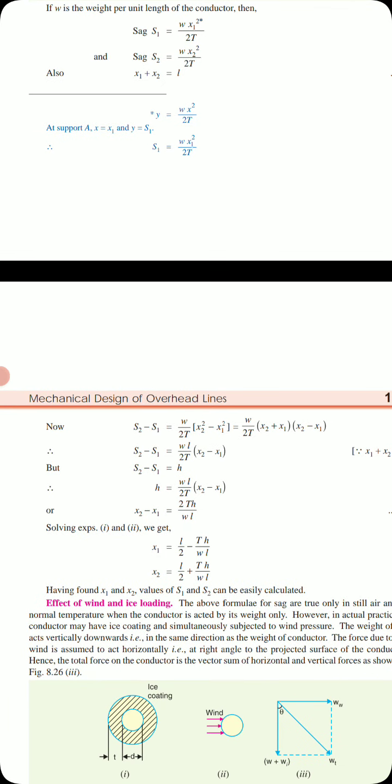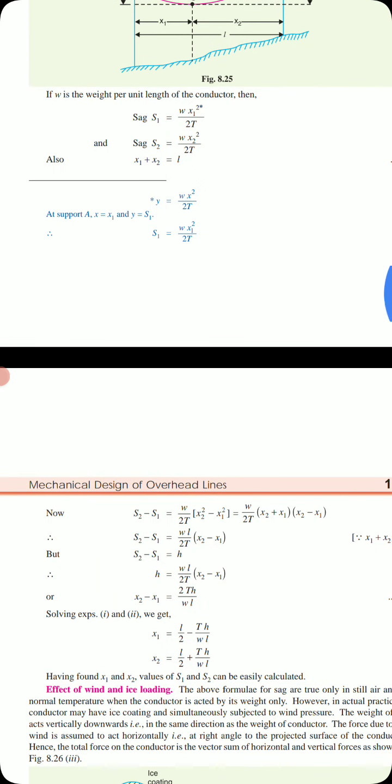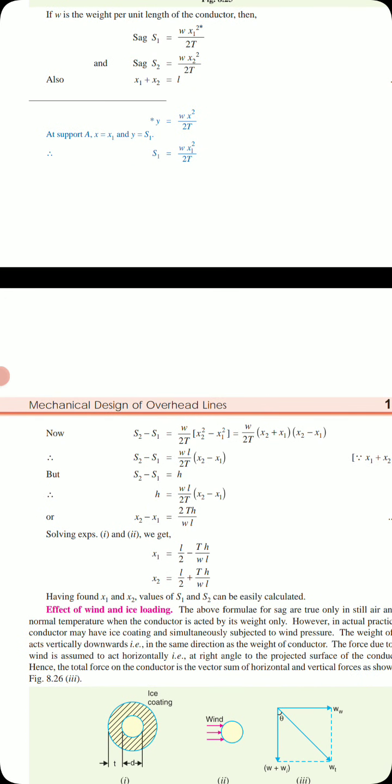Now if you go for a subtraction of S2 minus S1, we have W x2 square by 2T minus W x1 square by 2T. After simplification we will get S2 minus S1 is equal to WL by 2T into (x2 minus x1). Now what is S2 minus S1? S2 minus S1 is nothing but H, the difference between the two levels. So H is given by WL by 2T into (x2 minus x1), where x2 minus x1 is given by 2TH by WL, or x1 can be given by L by 2 minus TH by WL, and x2 is L by 2 plus TH by WL.